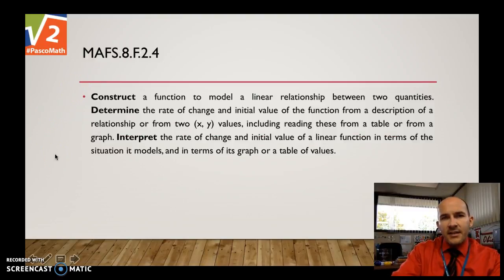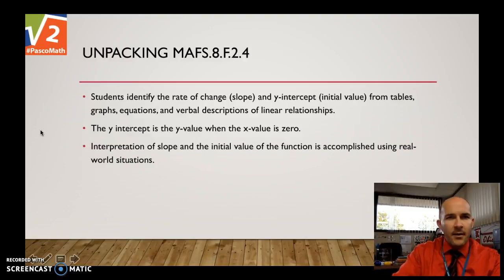The standard reads, construct a function to model a linear relationship between two quantities. Determine the rate of change and initial value of a function from a description of a relationship or from two xy values, including reading those from a table or from a graph. Interpret the rate of change and initial value of a linear function in terms of the situation it models and in terms of its graph or the table values. There are a lot of things going on there, so let's unpack it.